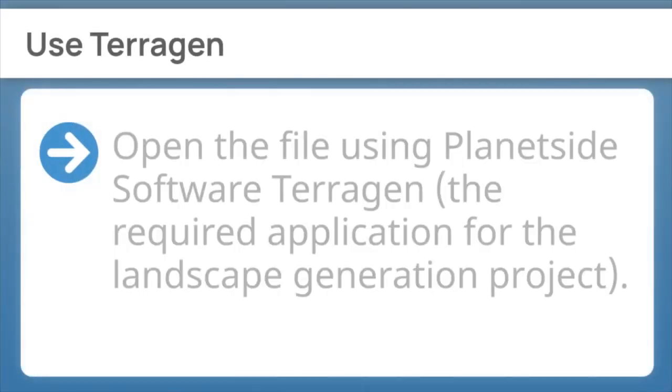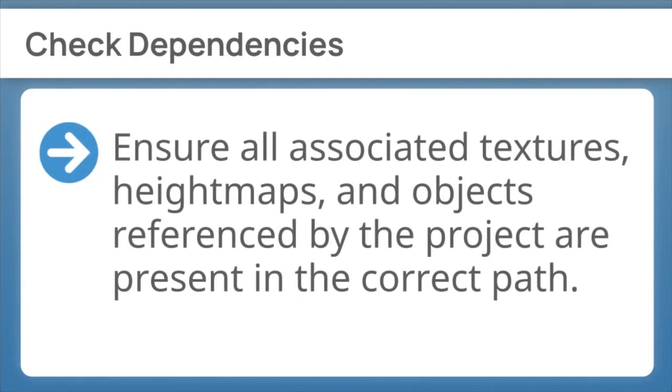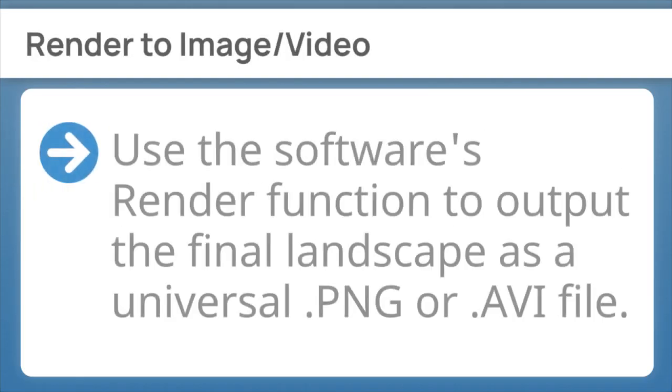First, use TerraGen. Open the file using Planetside software TerraGen, the required application for the landscape generation project. Next, check dependencies. Ensure all associated textures, height maps, and objects referenced by the project are present in the correct path. Finally, render to image, not just video. Use the software's render function to output the final landscape as a universal PNG or AVI file.